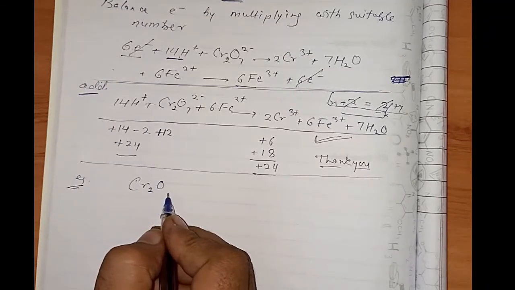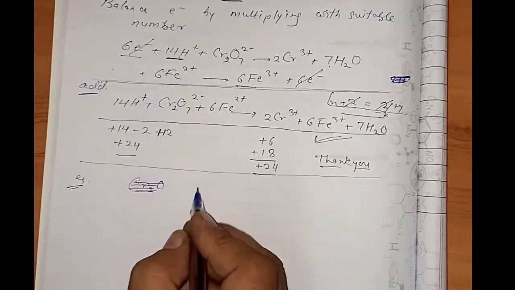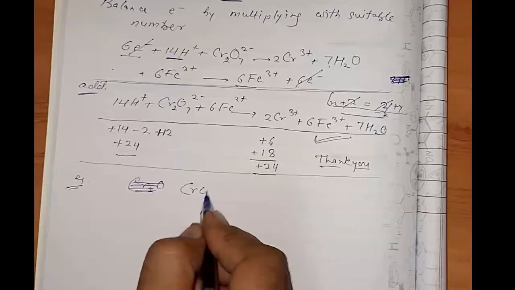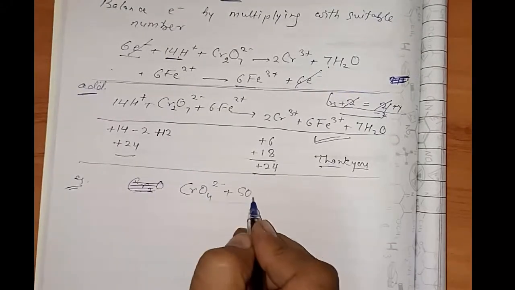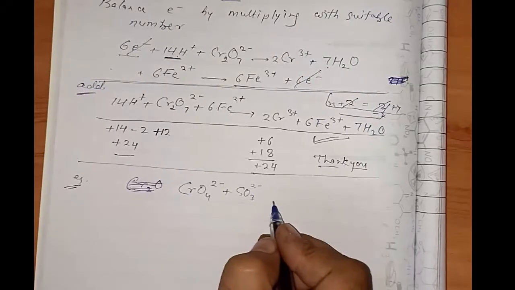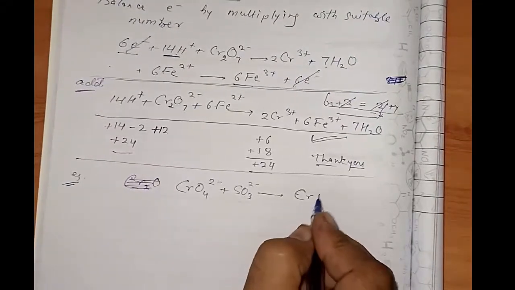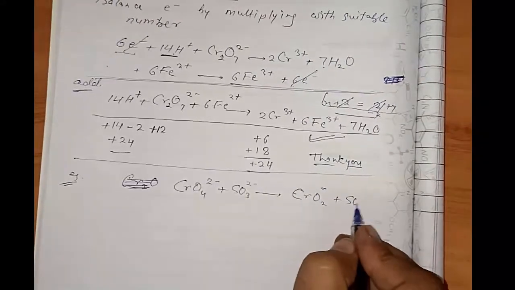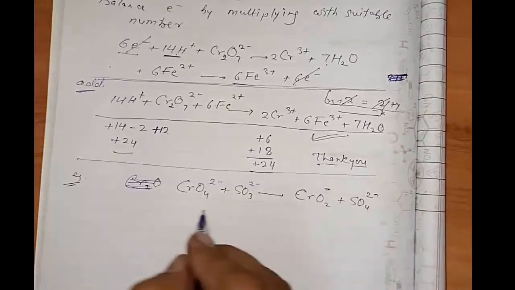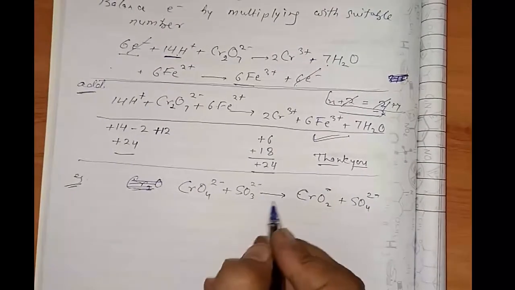I give you one example like that. CrO4 2- plus SO3 2- gives CrO2- plus SO4 2- in acidic medium. Students, try to solve this equation in acidic medium.